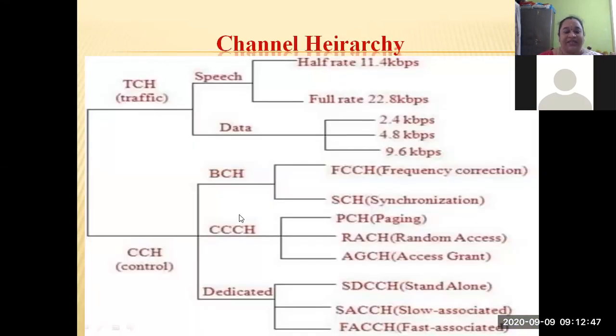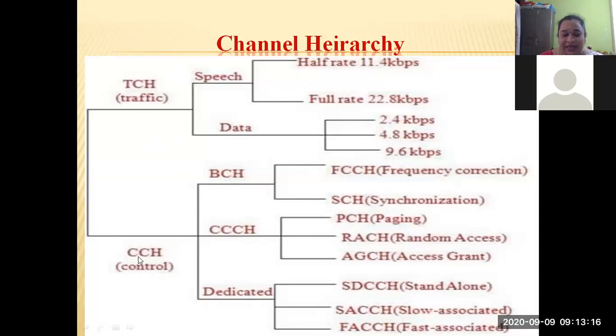Coming to the channel hierarchy, it is being given here. We have two categories of channels in the total logical channels, traffic channels and control channels. Traffic channels are again divided into speech and data. Speech is available in two rates, half rate and full rate. Data is available in three rates: 2.4 kbps, 4.8 kbps, and 9.6 kbps.